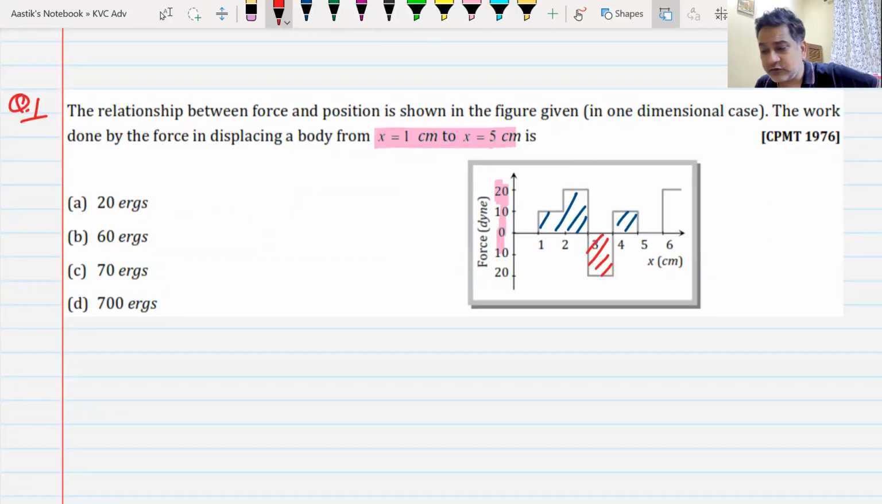Rectangles or squares, whatever it is, you can break it up. Positive area, negative area, and you are done. Do we understand this? Yes or no? Yes, sir. Okay.